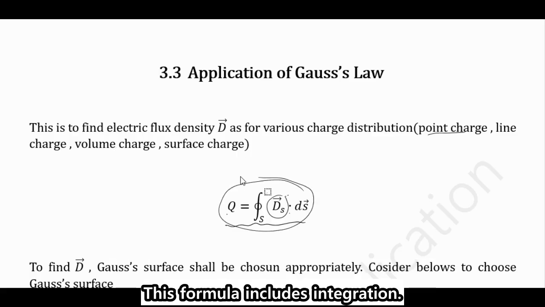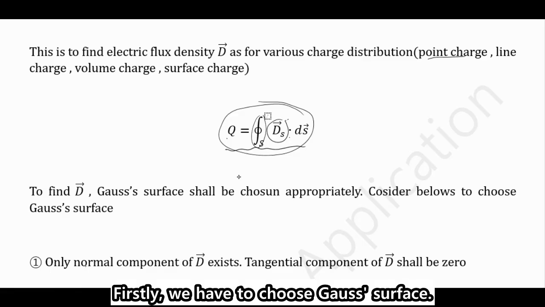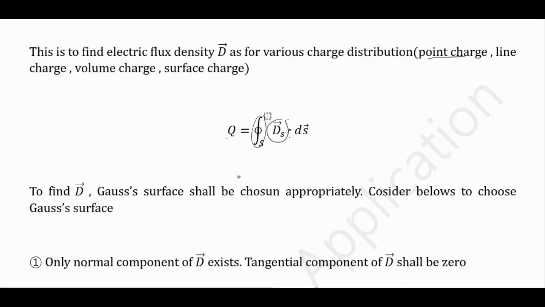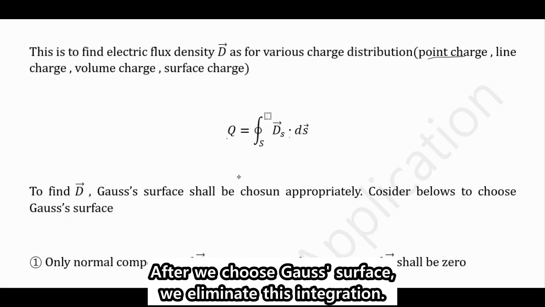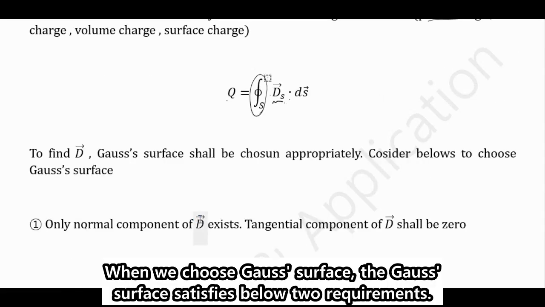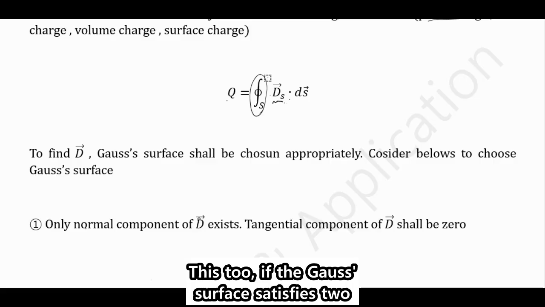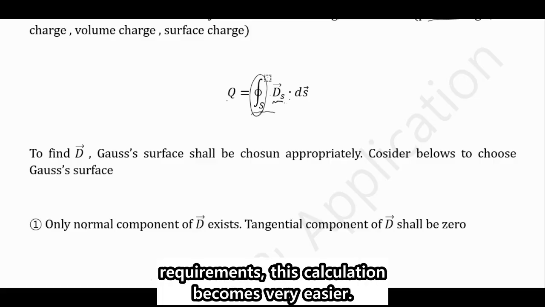This formula includes integration. So firstly, we have to choose Gauss's surface, and after we choose Gauss's surface, we eliminate this integration, and it is much easier to calculate electric flux density. When we choose Gauss's surface, it should satisfy the following two requirements. If the Gauss's surface satisfies the two requirements, this calculation becomes very easy.